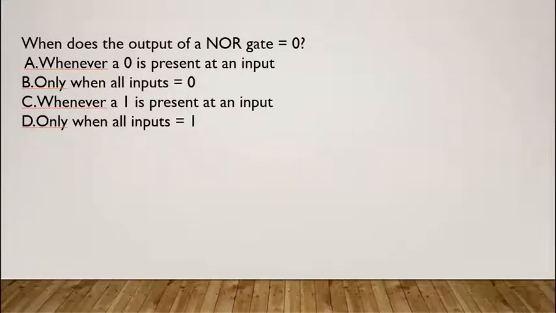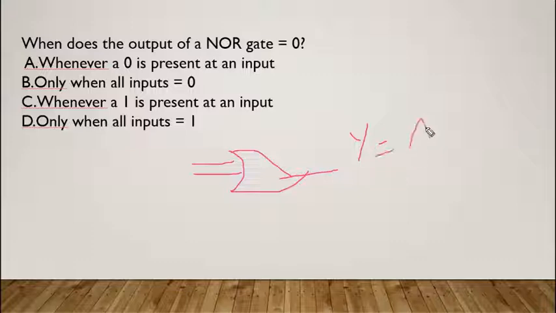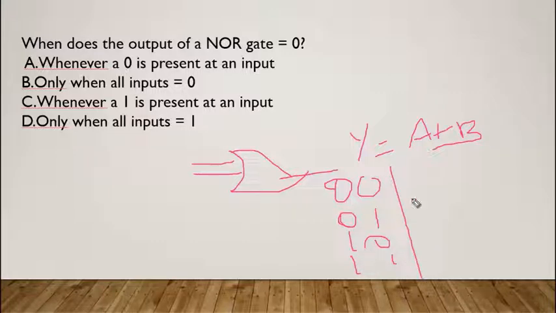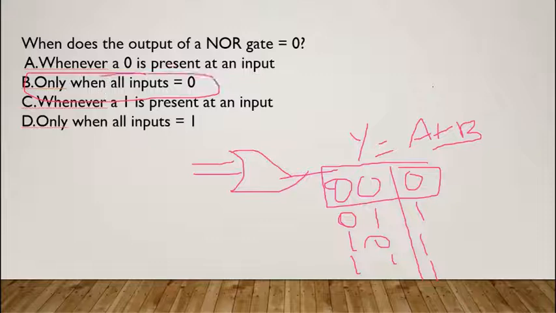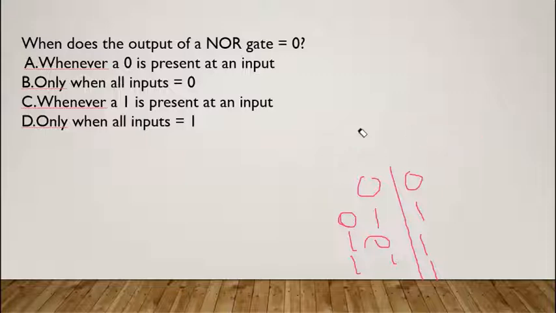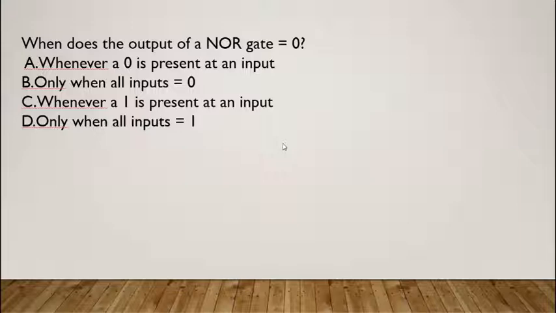When does the output of a NOR gate equal 0? So the NOR gate is this, and the logic is Y equals A plus B, negated. So 0 0, 0 1, 1 0, 1 1. So when does the output of the NOR gate become 0? Only in this case, when any of the inputs is 1. See, I took just 10 seconds to solve this question. So if you are quick enough, then you can use the remaining time for solving other questions.